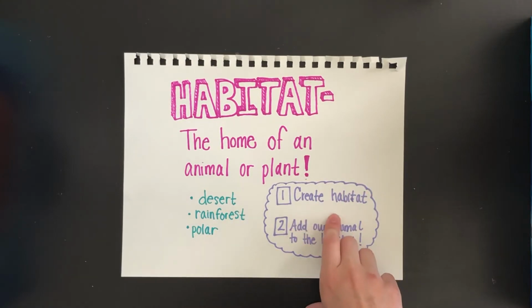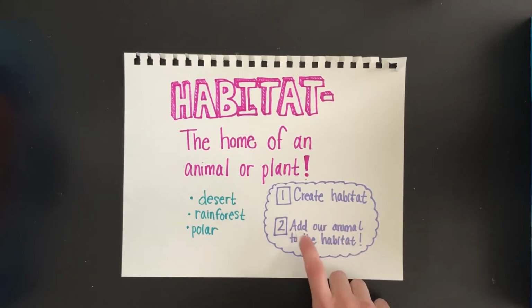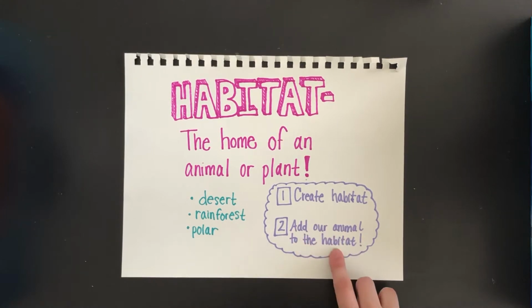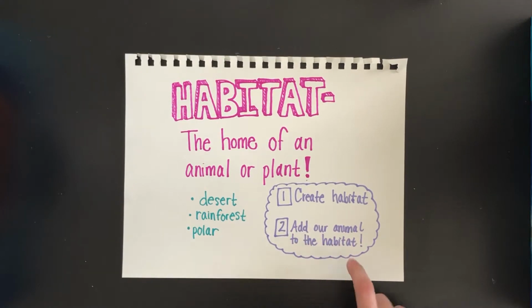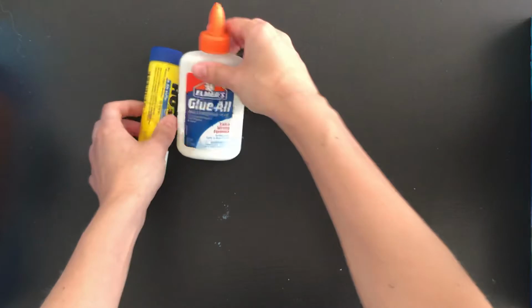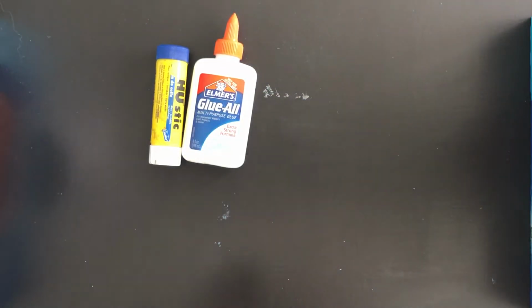So we have two parts. One, we're going to create our habitat. Two, we're going to add our animal into the habitat. So the first thing that we're going to do is gather our supplies. Some things you'll need: glue, if you have it.